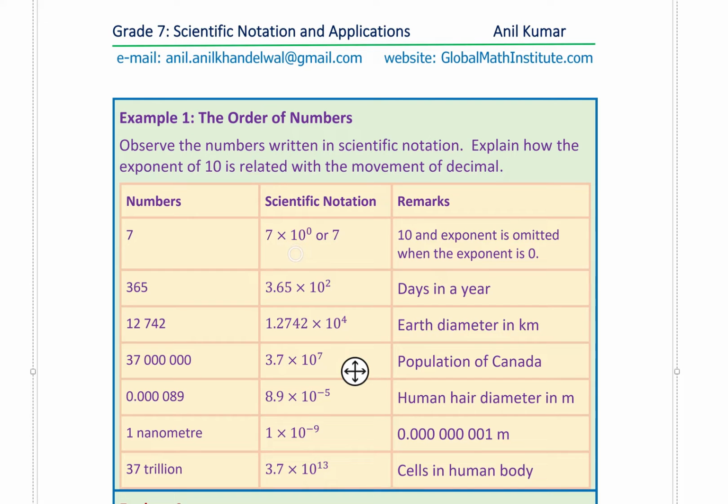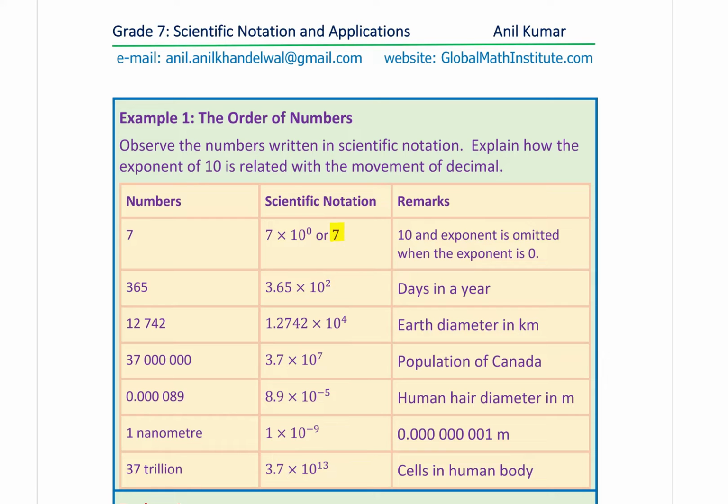Now, it is a scientific notation. You have A, which is 7, times 10 to the power of n, where n is 0 in this case. Now, it is recommended here that 10 and the exponent are omitted when the exponent is 0. So in scientific notation, I could also write this as just 7. That really means times 10 to the power of 0. So when the power of 10 is 0, we normally drop it.